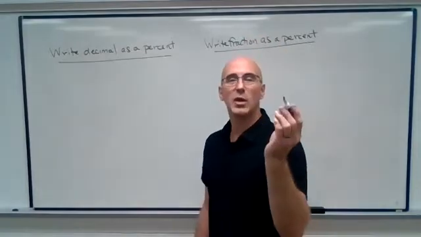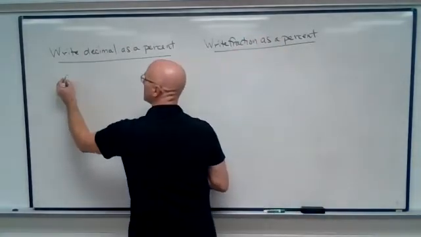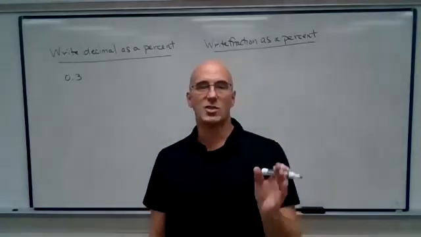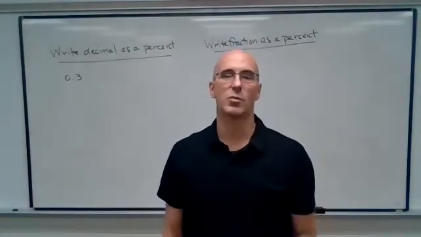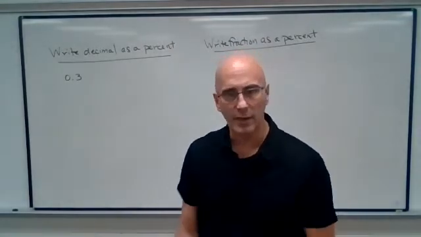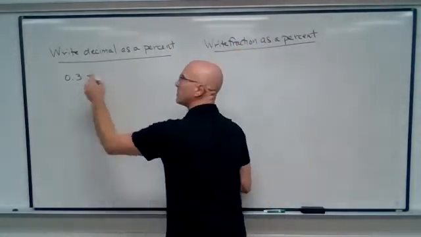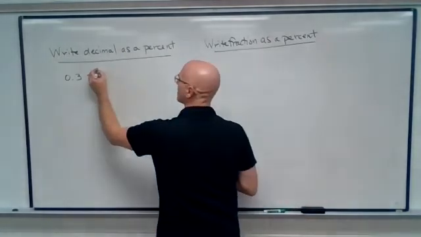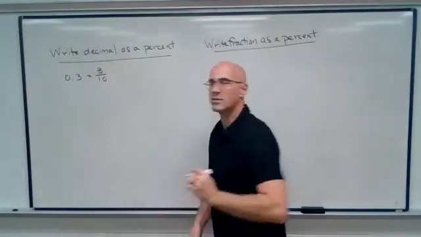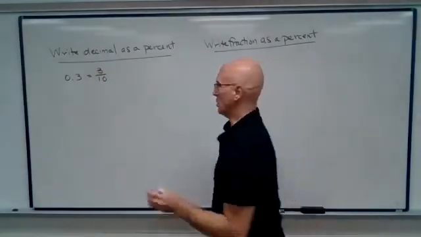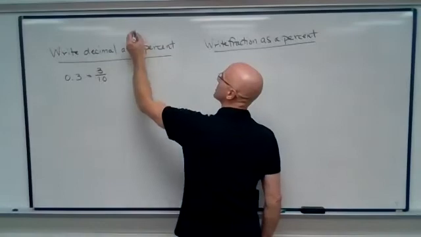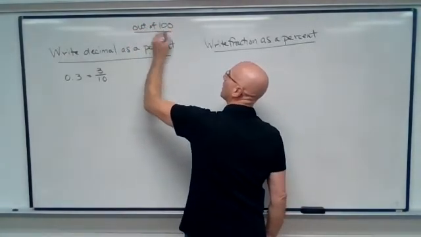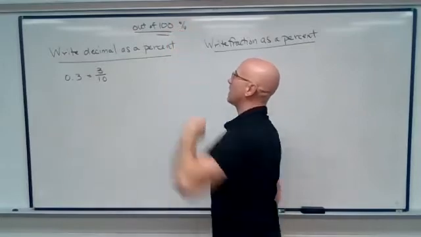One is a little bit easier than the other, and you can choose whichever one you want. Say we have the decimal 0.3. Now we want to change that to a percent. The first way is the fraction method. I'm going to write 3/10 as a fraction. Now I know that a percent is out of 100. Remember, that's what the percent sign means.